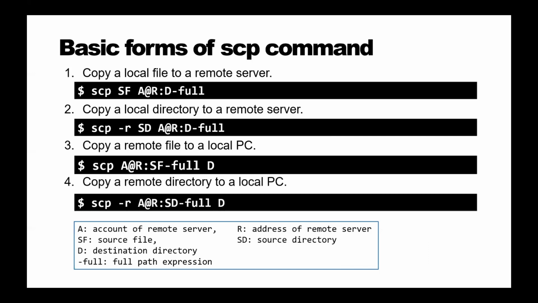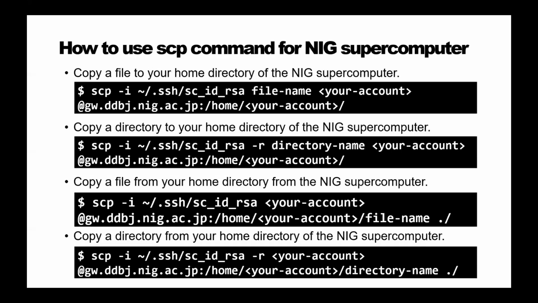In this section, I explain how to use the SCP command. The SCP command has 4 different forms depending on whether the target is a file or directory, and whether the direction of copying is local to remote or remote to local. To transfer a file to the NIG supercomputer with the SCP command, it is necessary to use the private key file previously created with the ssh-keygen command.